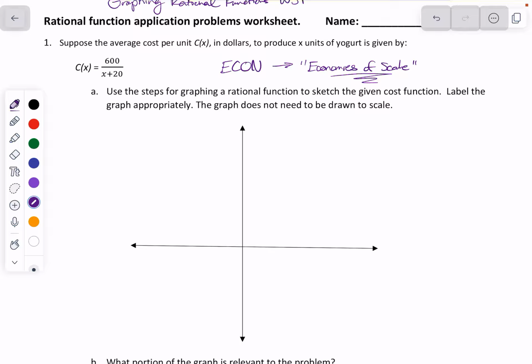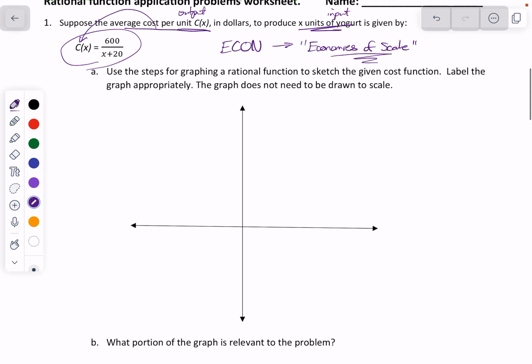So here's our function. Average cost per unit is the output. The input is units of yogurt. So output, input. If I tell you how many units of yogurt I am producing, you can tell me the output, the cost per unit. It's very useful to know that.